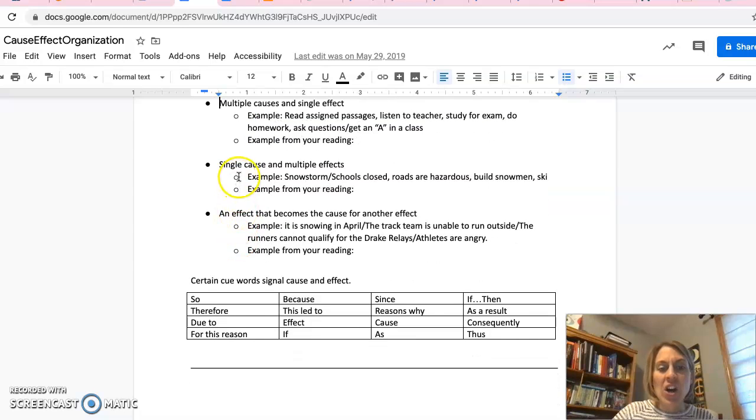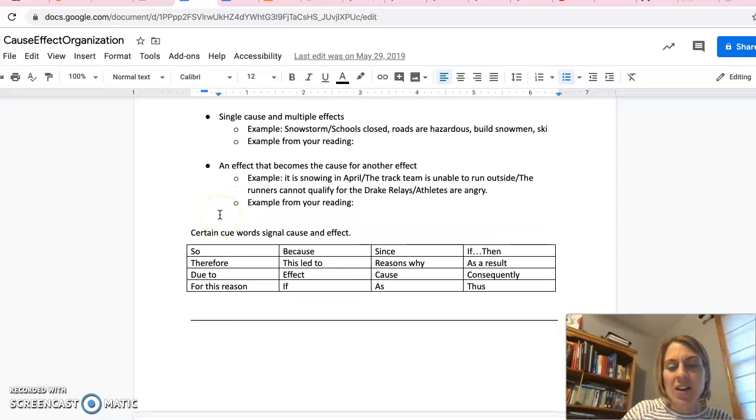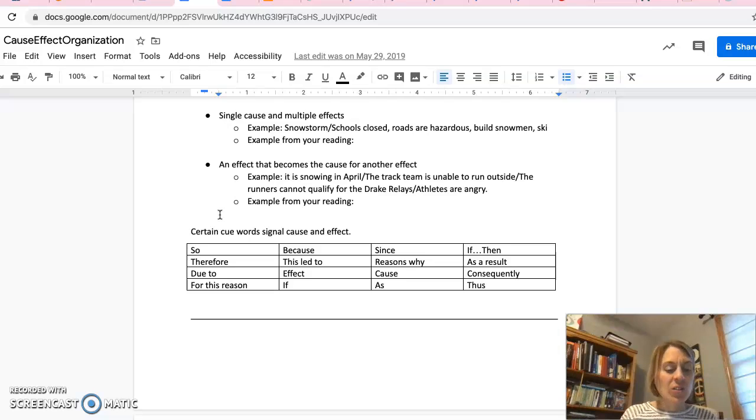I can have a single cause with multiple effects. So because of this COVID pandemic, look at all the effects that have happened. There's health effects, there's economic effects, there's educational effects, and those effects have effects. And so that's one cause, COVID-19, and the multiple effects that result from that. And then I showed you the example of that domino effect. One thing just causes another, which causes another, which causes another, and all of a sudden, everything shut down. So that's the domino effect.